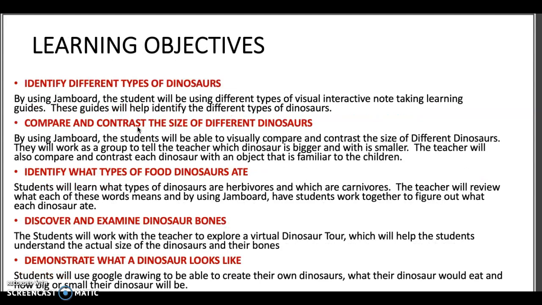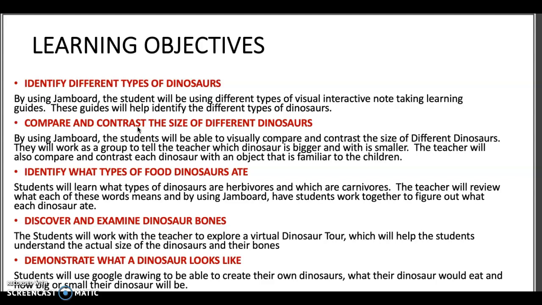The learning objectives that will be covered in these lessons are that students will identify different types of dinosaurs, and this will be done by using the Jamboard. The students will be able to identify the types of visual interactive note-taking learning guides, and the guides will help identify the different types of dinosaurs. We'll also compare and contrast the size of different dinosaurs. By using the Jamboard, the students will be able to visually compare and contrast the size of the different dinosaurs.